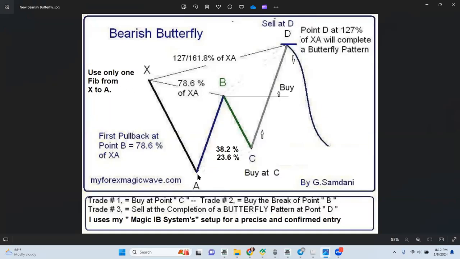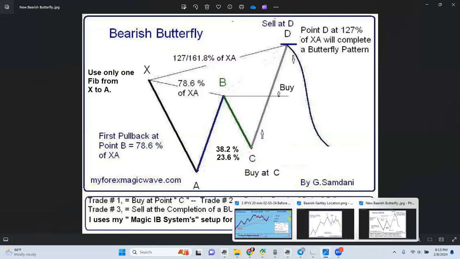It says XA. When you have a move, you draw the fib from X to A. The first pullback supposedly must be at 78%. Then the price goes down to the 38 or 23% line, ideally, right? The point C could be anywhere between A and B, but ideally should be into this area. And then if it is bouncing, it will end up here at the 127 or 161 extension, right? So this is how it's supposed to be going.